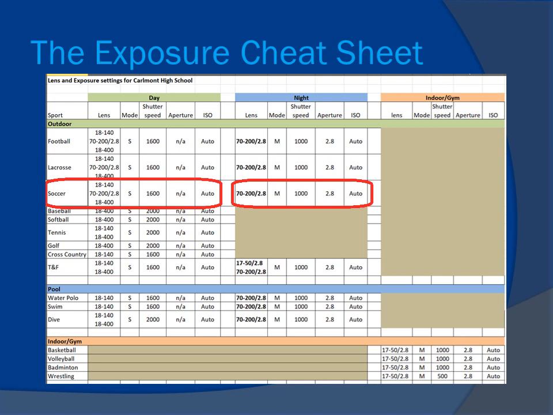So it is with any of the other sports. Pick the sport that you are shooting and go across to the lighting condition.